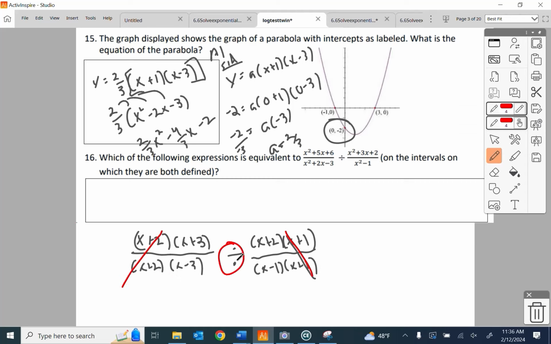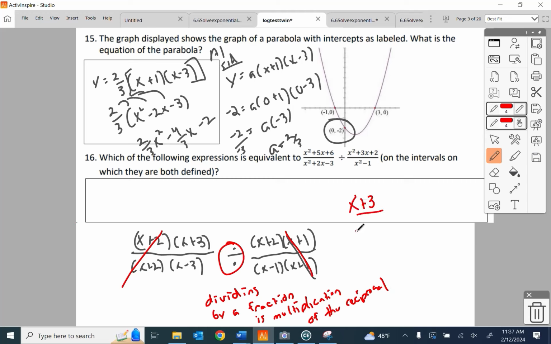And this. Dividing by a fraction is multiplication of the reciprocal. So let's see what I got. I got x plus 3 over x minus 3, and I'm going to multiply it by x plus 2 over x minus 1.